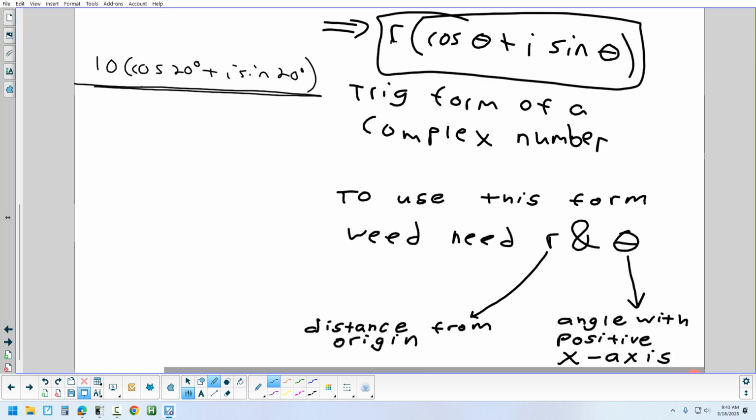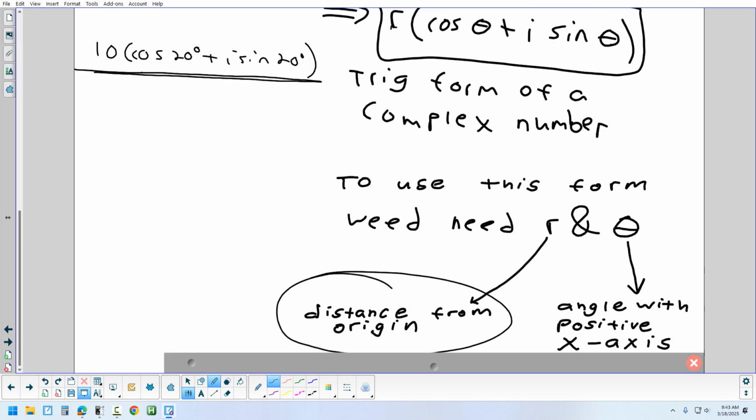Okay, so trig form, you need two things. You need r and you need theta. r is the distance from the origin. This part is how I showed you with absolute value. It's the absolute value of your number. Theta is the angle that your point makes with the positive x-axis. So if you had a point over here, that amount of rotation, that is your theta from there to there.